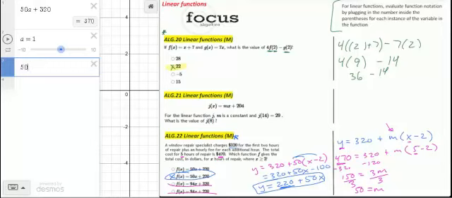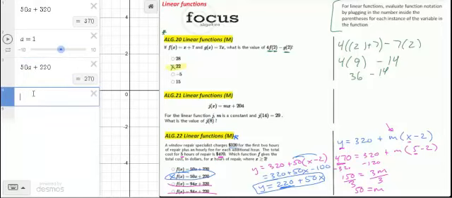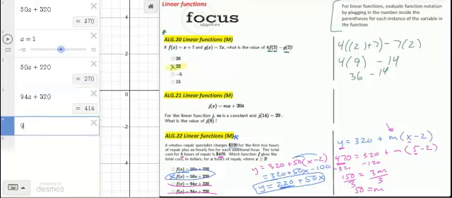So I have 50A plus 220. I have 94A plus 320. And I have 94A plus 220.